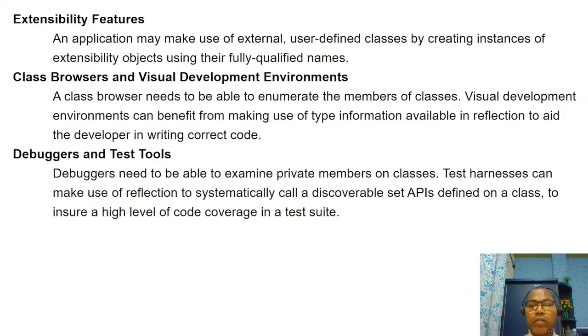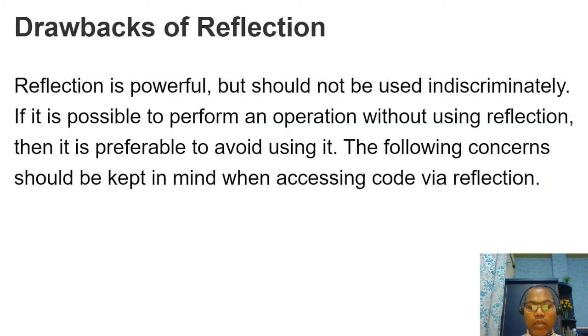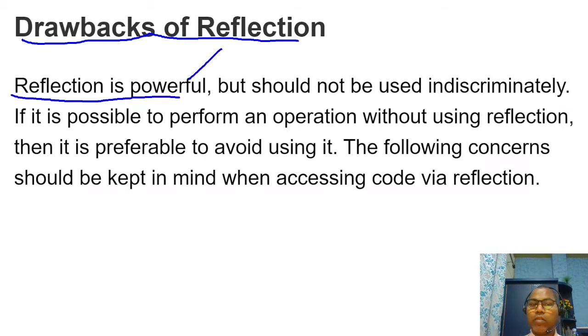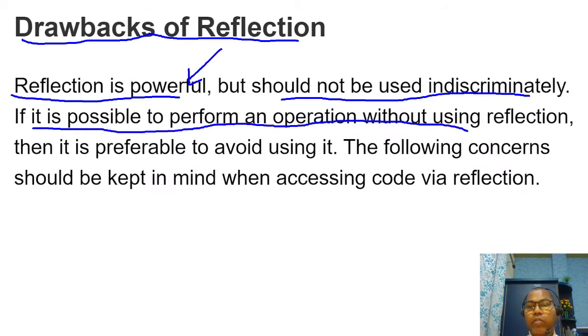These are some use cases where reflection is generally used, and these are the general benefits. But whenever we discuss some benefit, we have to discuss what kind of drawbacks we get if we use reflection. If we are talking about the drawbacks of reflection, first, reflection is very powerful but should not be used indiscriminately. If it is possible to perform an operation without using reflection, then it is preferable to avoid using it. If you can do a particular operation without reflection, the general recommendation is not to use reflection.